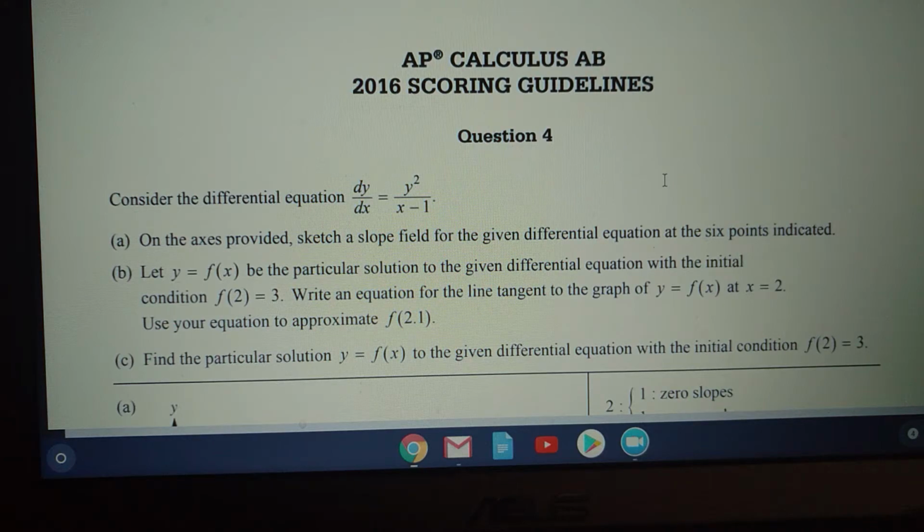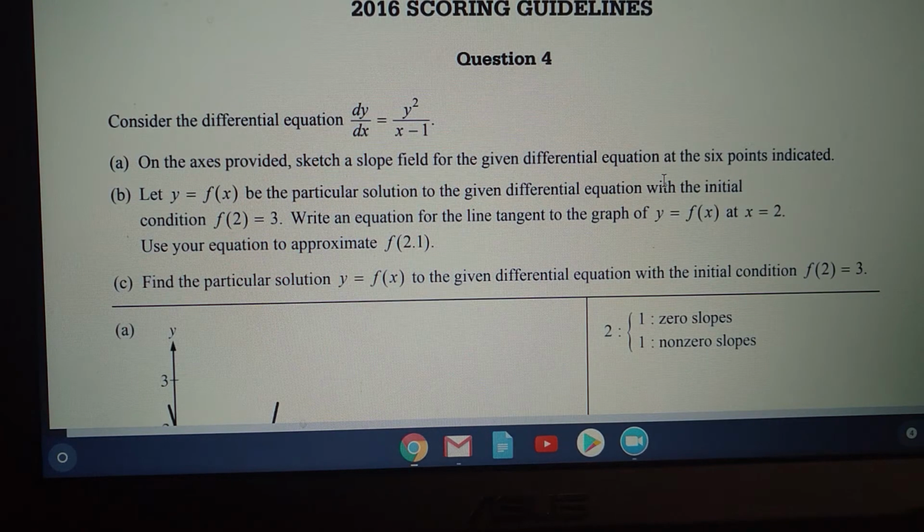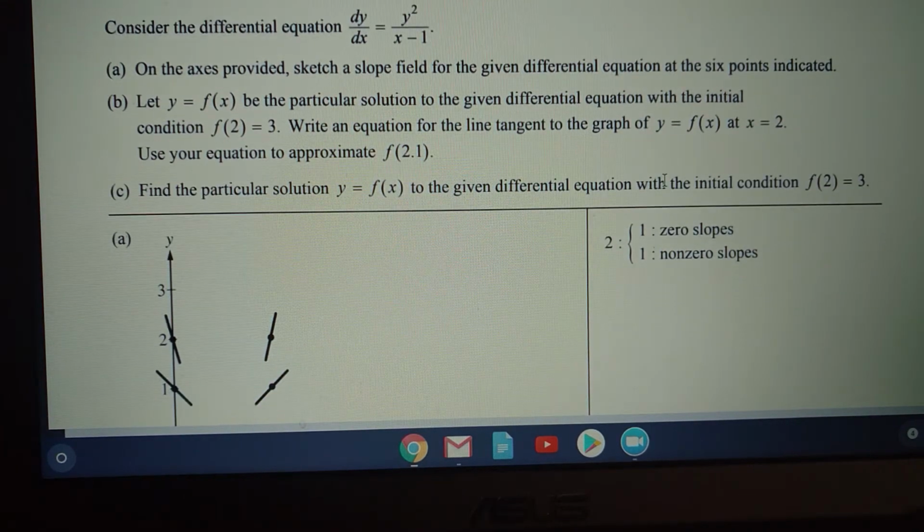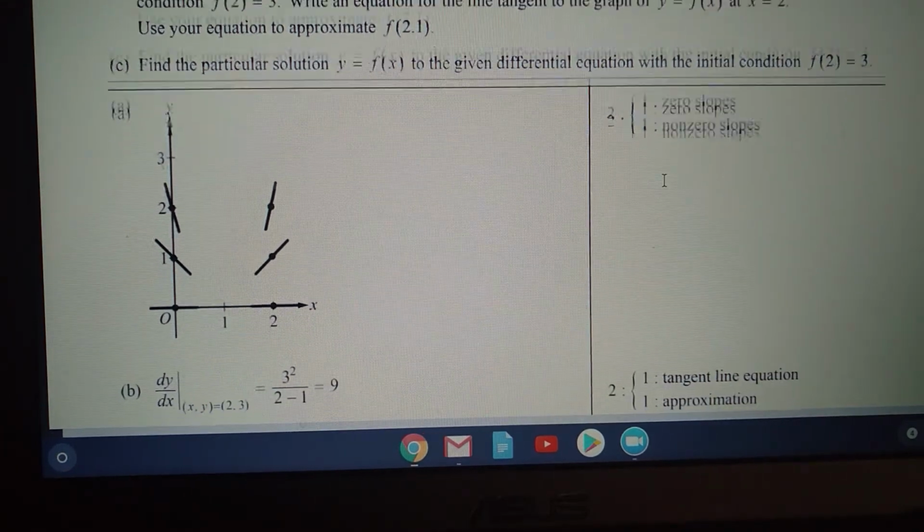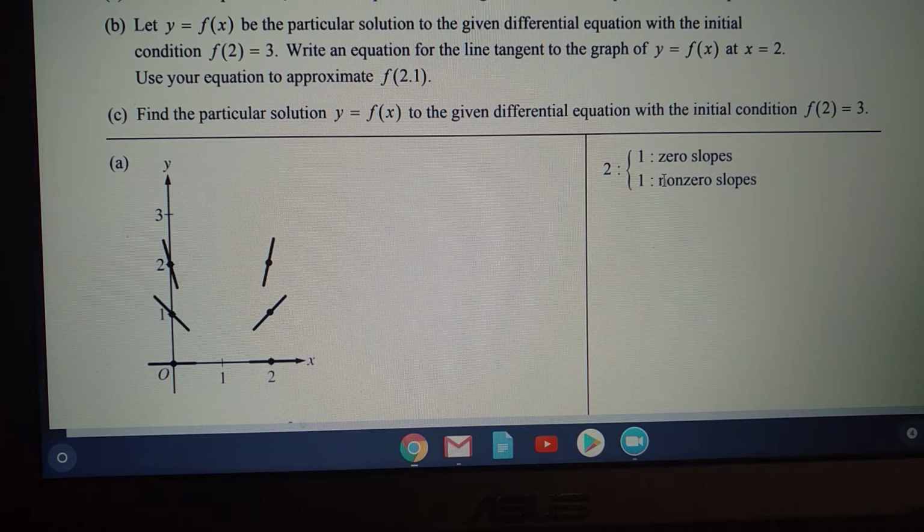So notice what we have here. We have a differential equation. This is our differential equation problem. You should recognize that. So in part A, it wants us to sketch the slope field. So here's the way you score your work for part A. You have 6 points at which you have to sketch your slope field.